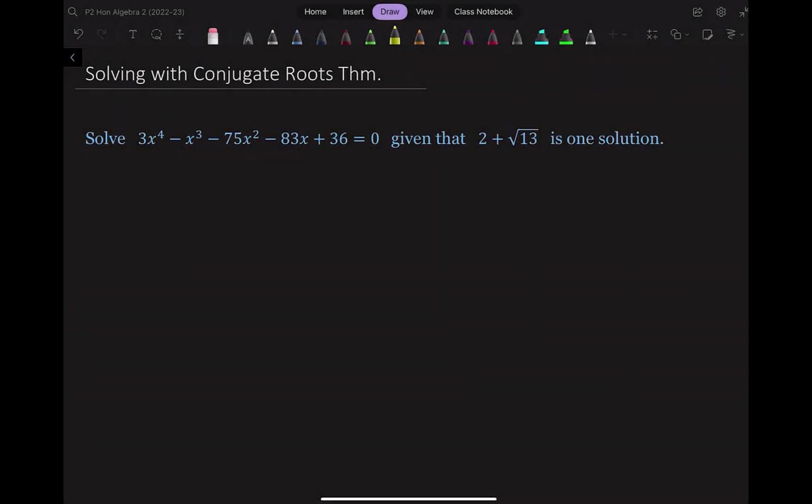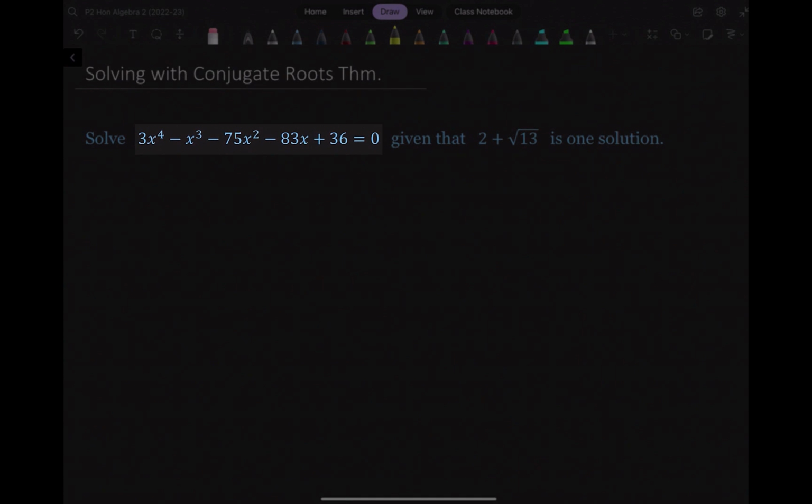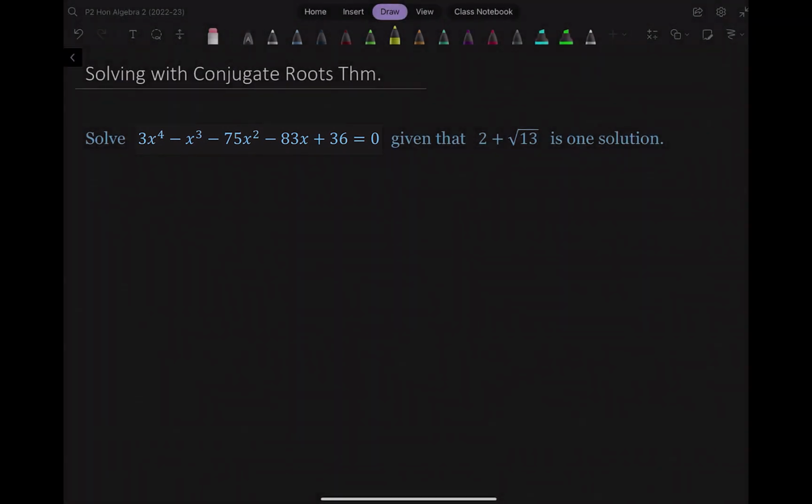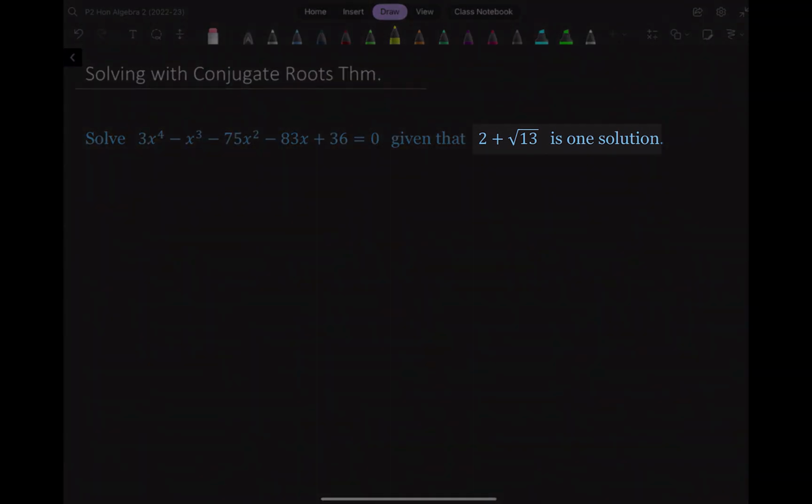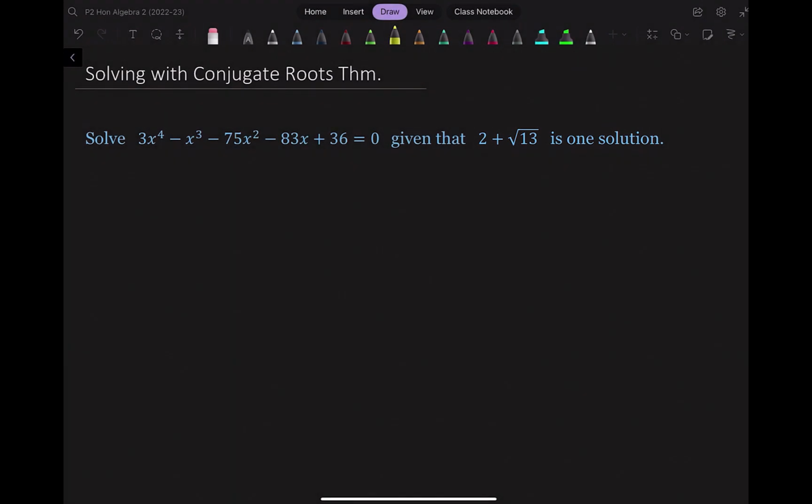All right, hey everybody. In this video, we're looking at how we can use the conjugate roots theorem to solve some equations, and there's somewhat of a contrived setup. Here we have a quartic polynomial, and we are also told that 2 plus the square root of 13 is one of the solutions. And where we're headed is working towards being able to solve this polynomial without being given any solutions.